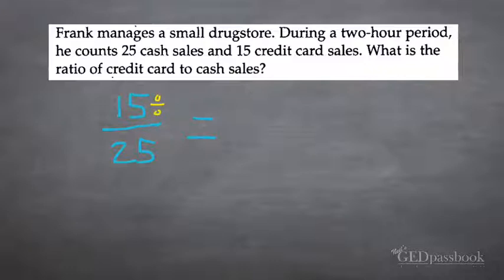So we simplify. What is 15 divided by 5? What is 25 divided by 5? It's 3 over 5. That's the final answer. You must always simplify if you can. So the final ratio of this word problem is 3 over 5. Pretty simple, right? Ratios are pretty simple so far.